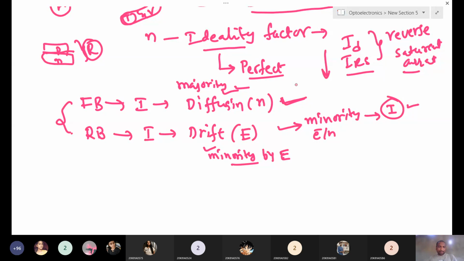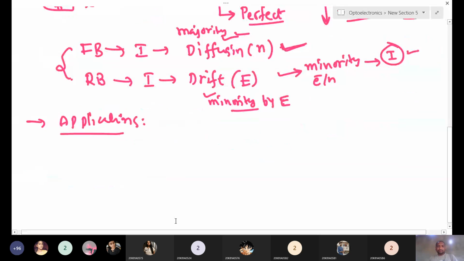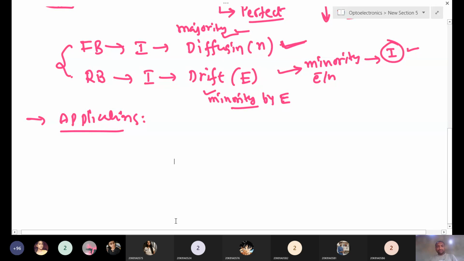Here we will see applications. We have already discussed applications many times. What are the applications you know? Please tell me. You know these applications, but if somebody asks in the exam, you will not write them. What are the applications you have for LED? Please answer me.